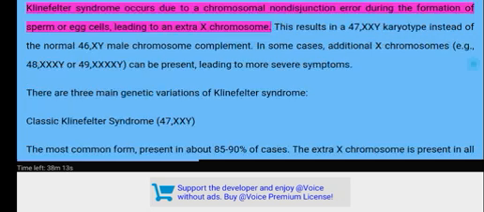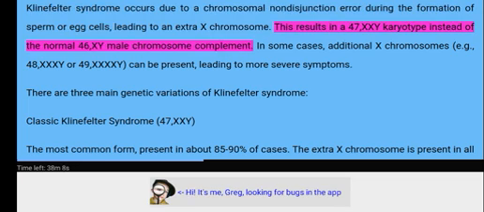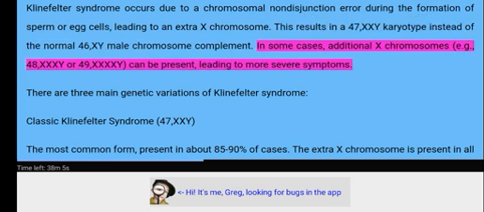Causes and genetic basis. Klinefelter syndrome occurs due to a chromosomal non-disjunction error during the formation of sperm or egg cells, leading to an extra X chromosome. This results in a 47, XXY karyotype instead of the normal 46, XY male chromosome complement. In some cases, additional X chromosomes, e.g., 48, XXXY or 49, XXXXY, can be present, leading to more severe symptoms.